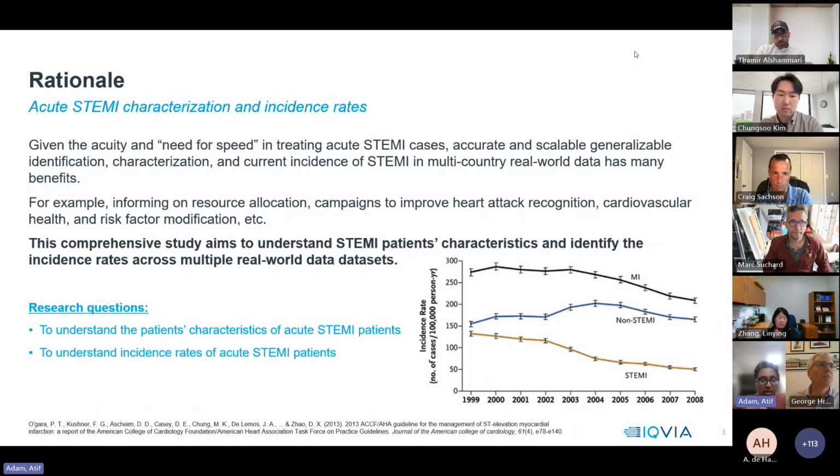This not only allows us to understand how best to characterize these patients, but also gives us an understanding of resource allocations and provides a large-scale review for campaigns to improve recognition of heart attacks, as well as the need to potentially change definitions or bring definitions up to speed. So the research questions are pretty straightforward. It's, like I said, characterization of patients with acute STEMI and understanding the incidence rates of patients with acute STEMI.